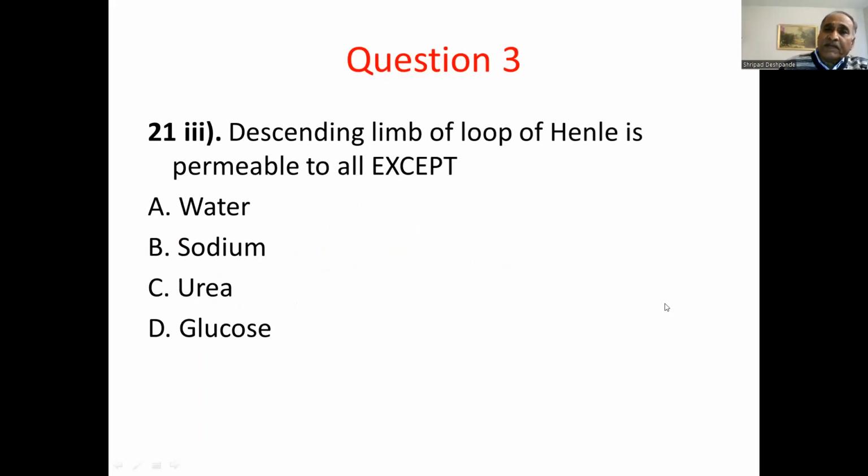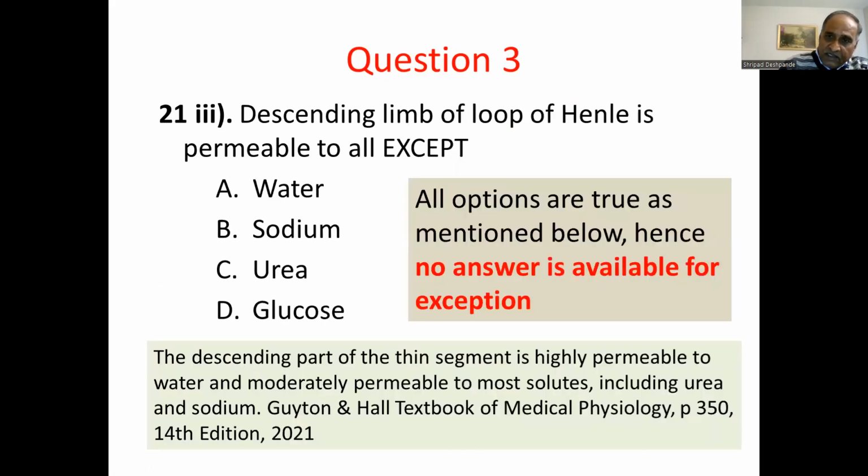Descending limb of loop of Henle is permeable to all except A, water, B, sodium, C, urea, D, glucose. This question is rather a tricky one. As I read through this excerpt taken from the Guyton and Hall Textbook of Medical Physiology, page 350, the descending part of the thin segment of the loop of Henle is highly permeable to water.